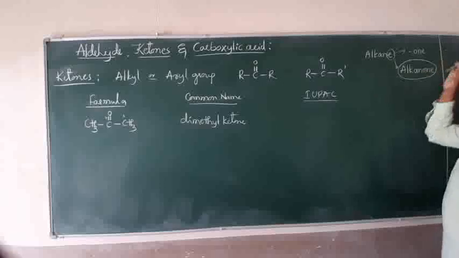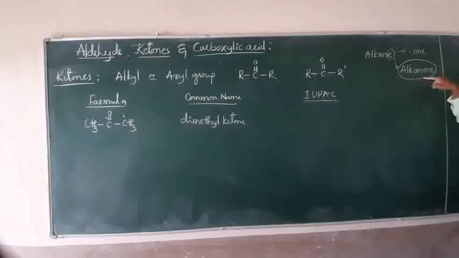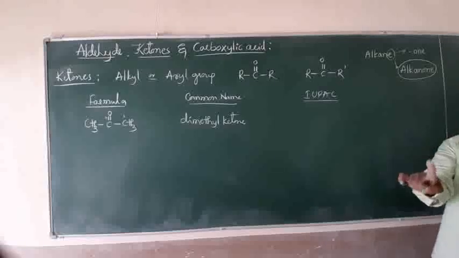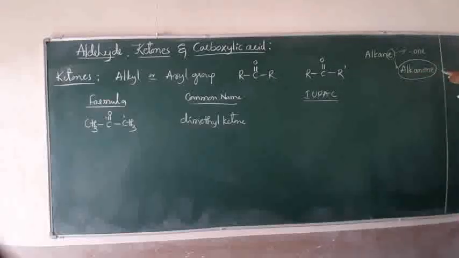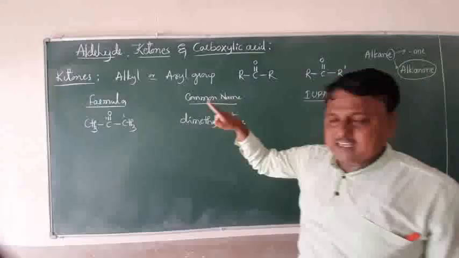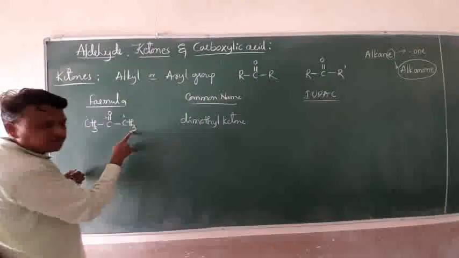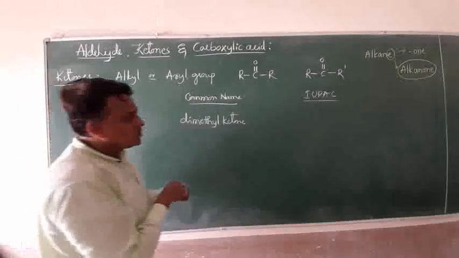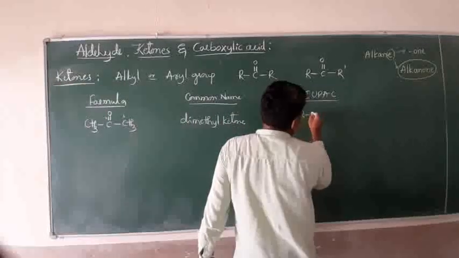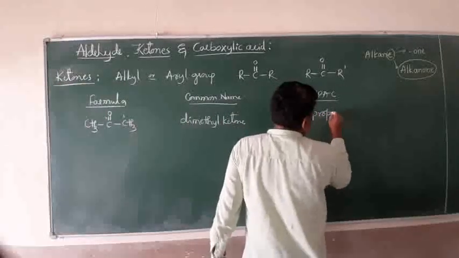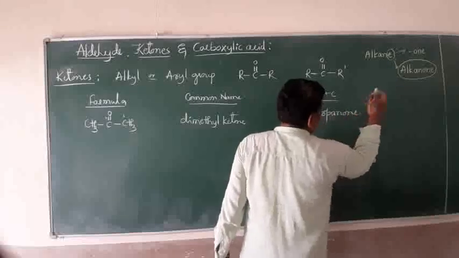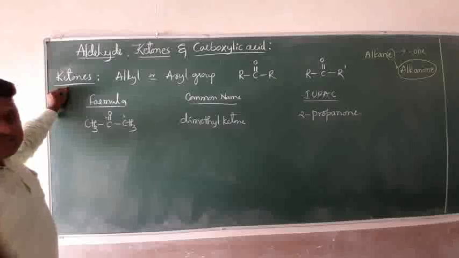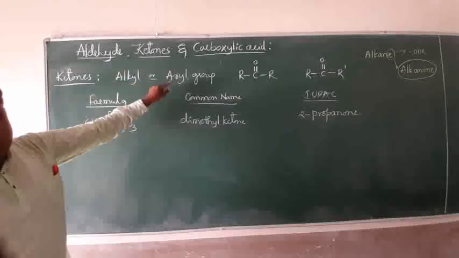Yes, this is the IUPAC name of a ketone. What about aldehyde? Alkanal is aldehyde. Alkanone is a ketone. Based on this, we have 3 carbons, and the position is 2. So the nomenclature of this compound is 2-propanone. I repeat, ketones are derived from alkyl and aryl groups.